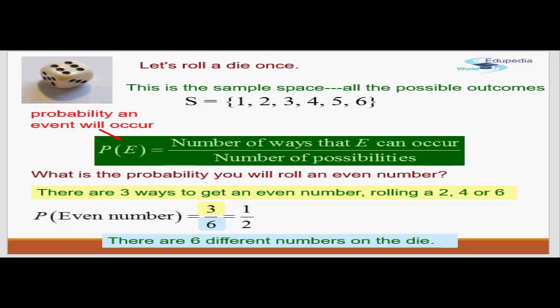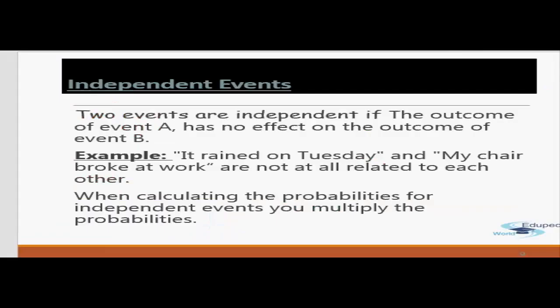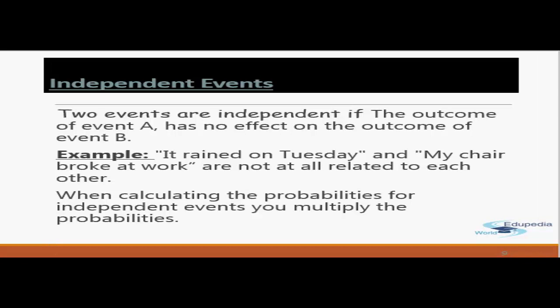Remember, the number of total possibilities is going to be the denominator, and the possibility that you are looking for, that is, the probability of that particular possibility, is going to be in the numerator. Now since till now we have been talking about possibilities and events, there are different scenarios in which events are independent from each other. For example, if it rained on Tuesday, my chair broke at work. Now these are not related events. It's not necessary that just because it rained on Tuesday your chair broke. Just like that, there are independent events and there are dependent events. Right now we'll be talking about independent events.